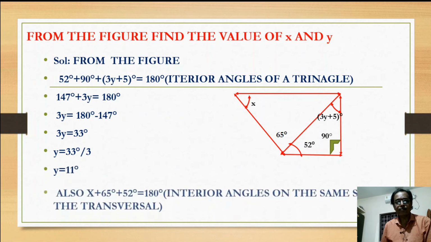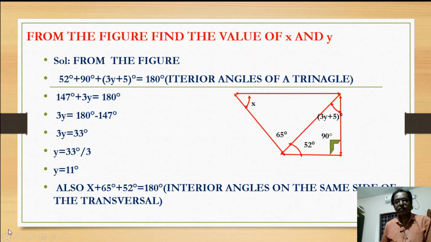Okay, next. Also here again we have interior angles. Why interior angles? Here this arrow-headed line, these two are parallel and this line is taken as a transversal.